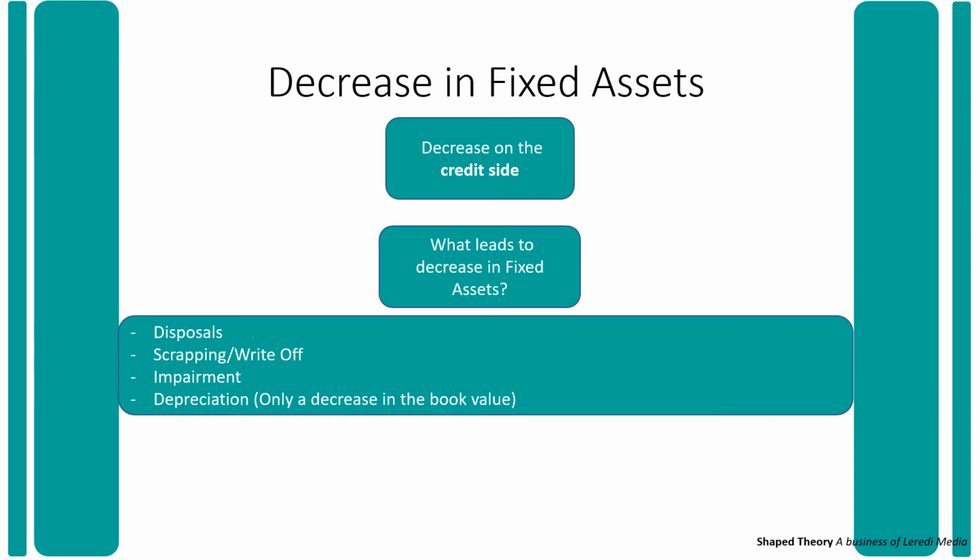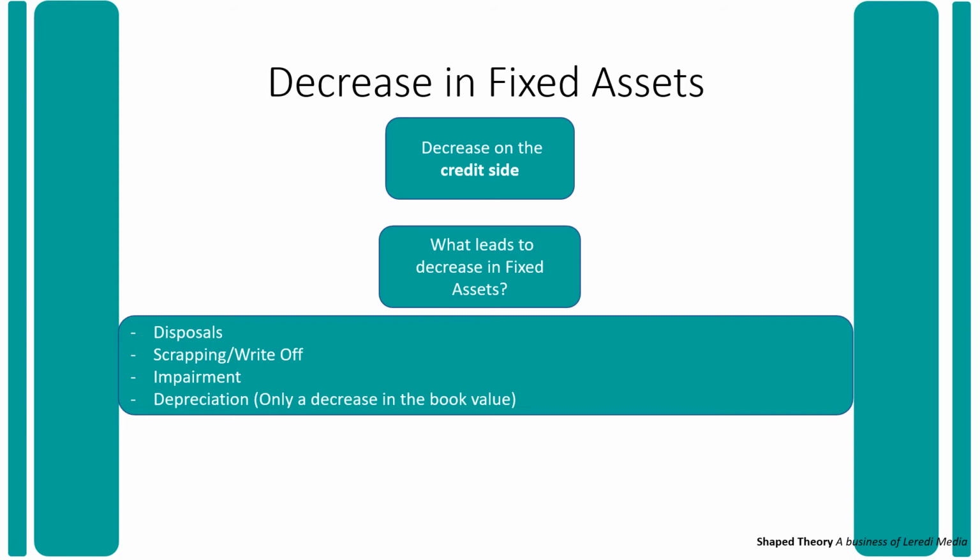The first one that I have on the slide, which is a very prominent one, is disposals of fixed assets. If a company decides that it wants to sell certain fixed assets, then we will have a decrease in fixed assets. The second one that I have on the slide is scrapping of fixed assets or write-off of fixed assets. In this regard, we can't use a certain fixed asset anymore, and the company decides to write it off or to scrap it. In that regard, we will have a decrease in fixed assets.